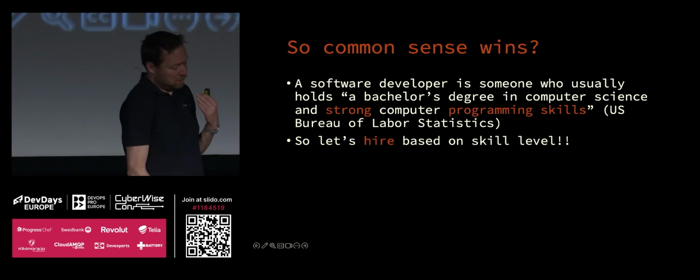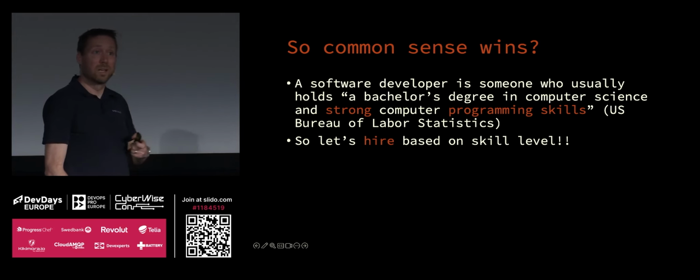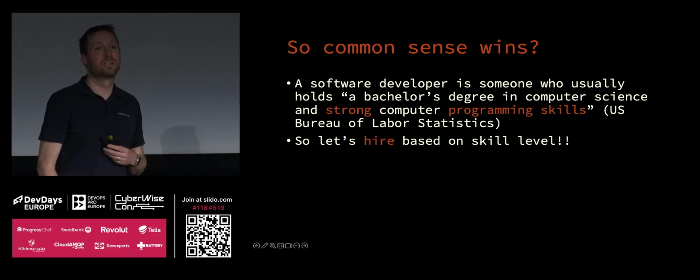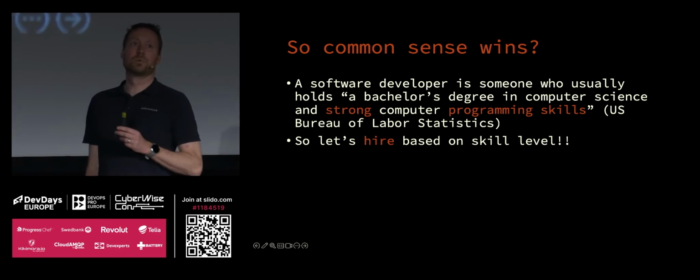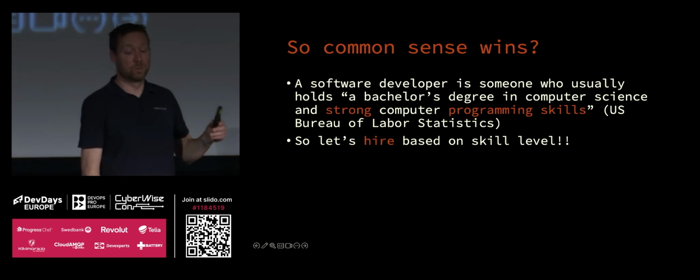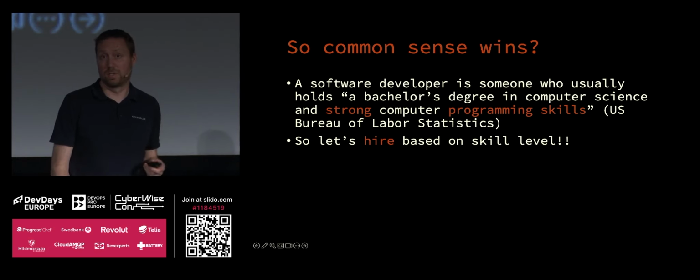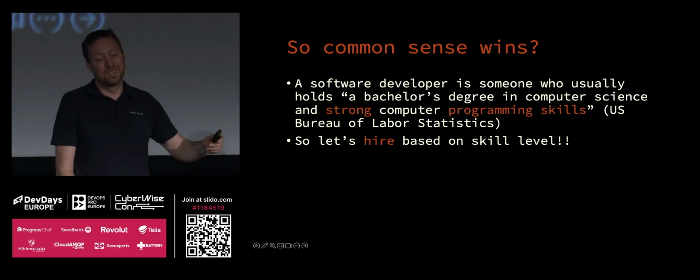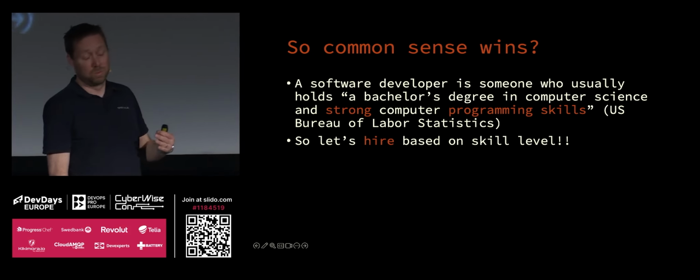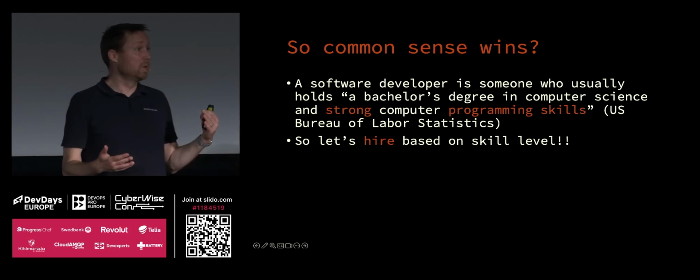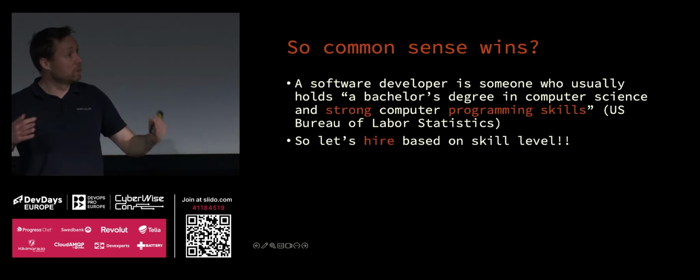And a lot of what I'm telling you is also just common sense. The US Bureau of Labor Statistics, they actually got it right, I would say, in their definition of a software developer. It's someone who usually holds a bachelor degree in computer science, so knowledge is important, it is a central predictor, right? And has strong computer programming skills. Again, it's about skills. So why not hire based on skill level? And if you're a developer and you want to, well, progress, maybe it would be really nice to know what your current skill level is and how you can improve the skill level.